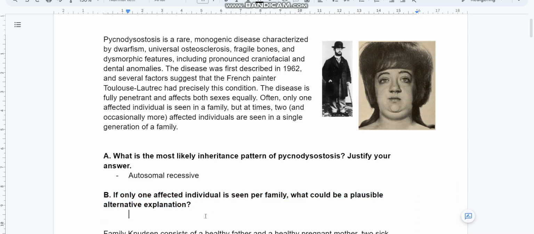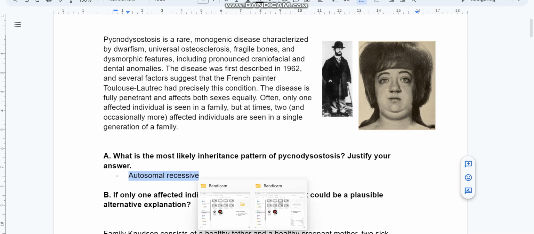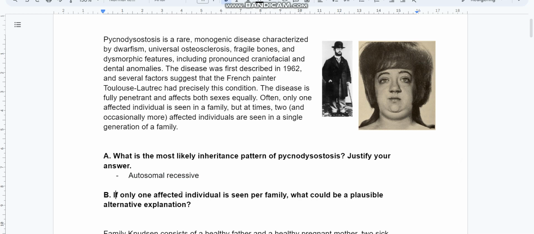Now they're asking you, if only one affected individual is seen per family, what could be a plausible alternative explanation? Now, think about it, right? If we have autosomal recessive and we have a family, you would expect more than one person to have this disease, especially if we're talking about a big family. The bigger the family, the more people will have the disease. And so what could be the answer here? Well, the answer is a de novo mutation, meaning a new mutation that spontaneously occurs.